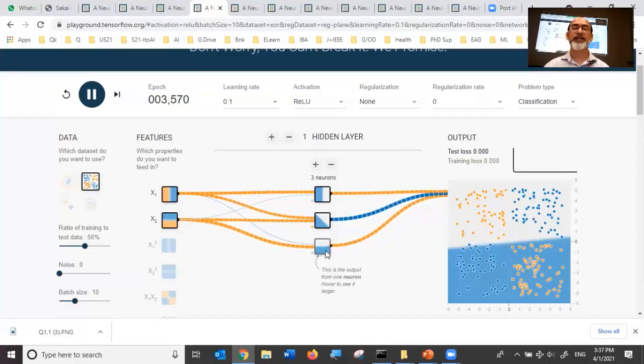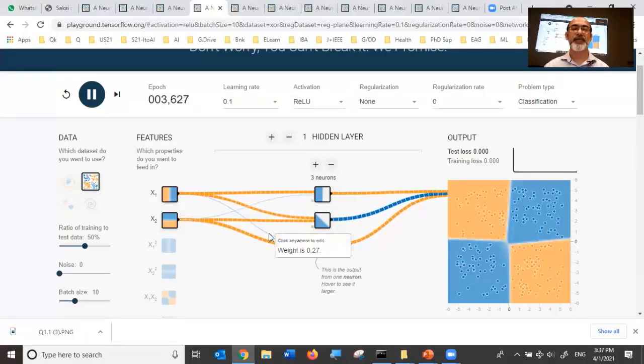X1 is not being used in the third one at all. You can see that this line is almost 0. The weight is 0.27. It's very small.